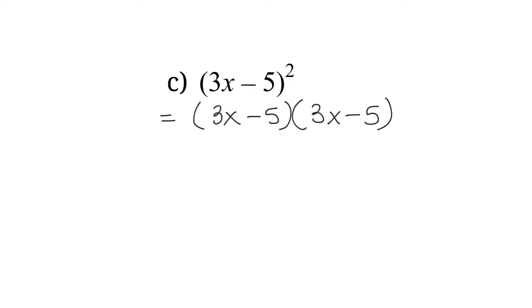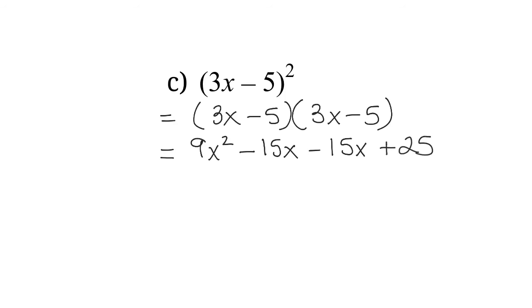So I'm going to go ahead and expand this by using the FOIL method. I am going to be left with 9x squared. That is 3x multiplied by 3x, which is the 9x squared. And then I have 3x multiplied by negative 5, which is a negative 15x. And then I have negative 5 multiplied by 3x, which is another negative 15x. And finally, negative 5 multiplied by negative 5, which is a positive 25.